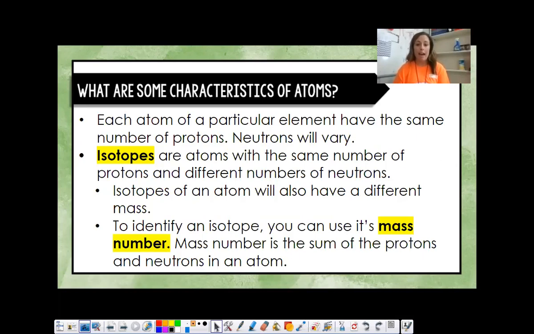Isotopes are atoms with the same number of protons, but a different number of neutrons. Isotopes are atoms that also are going to have a different mass. Since neutrons make up half of the mass, the mass would have to change if the neutrons changed. To identify an isotope, you can use its mass number. The atomic mass is the sum of the protons and neutrons in an atom.